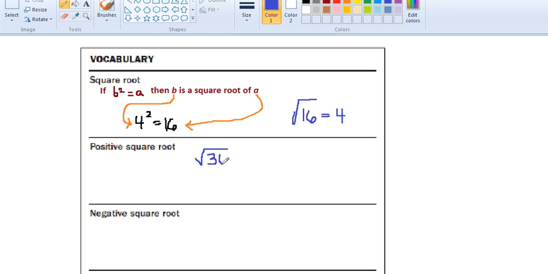Now think about what number times itself would give you 36. And that's 6. Some people may know already that there's a second answer here, but when we talk about a positive square root, we're talking about this thing right here coming out to a positive number. And here's a second example. Square root of 81. Think about what number times itself comes out to 81, and that would be 9.